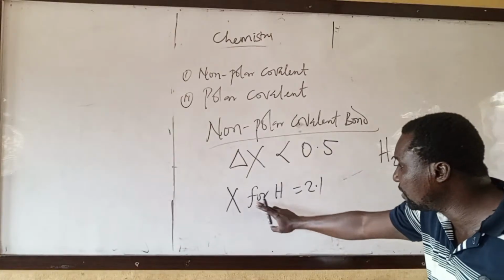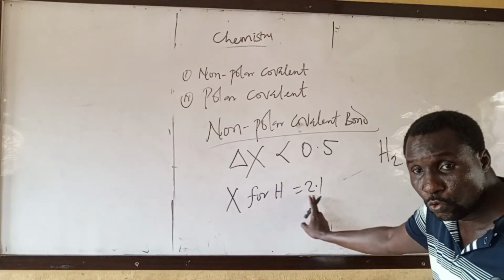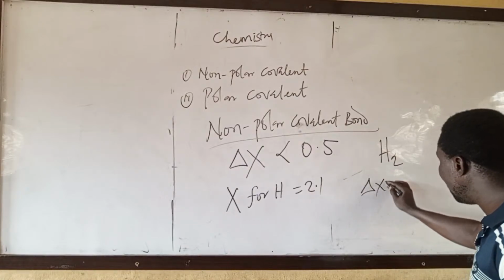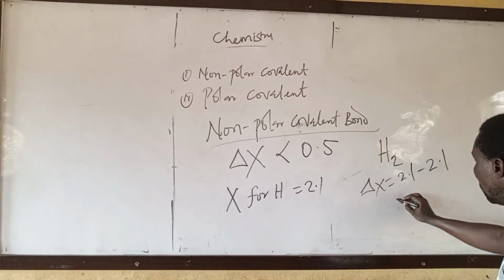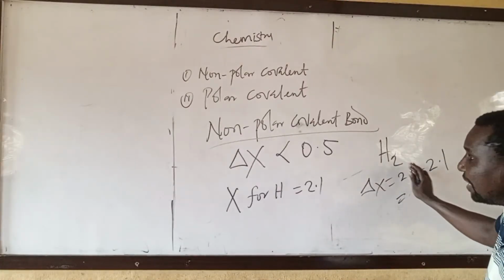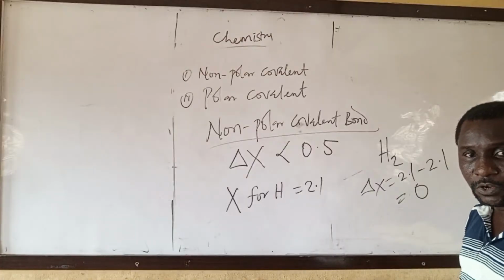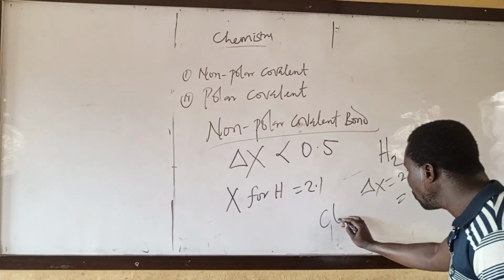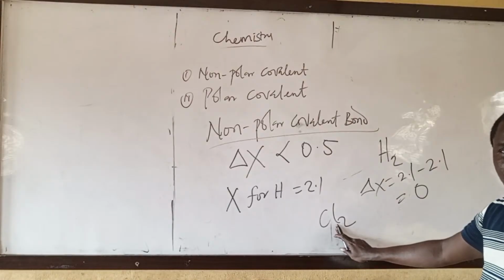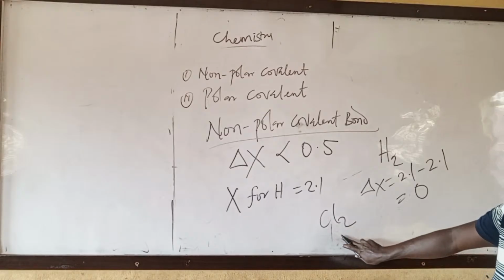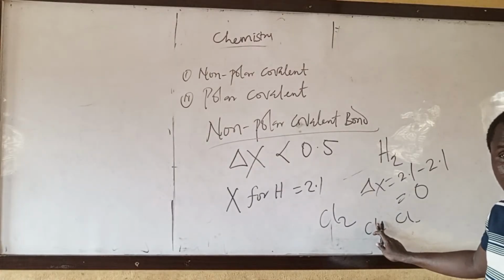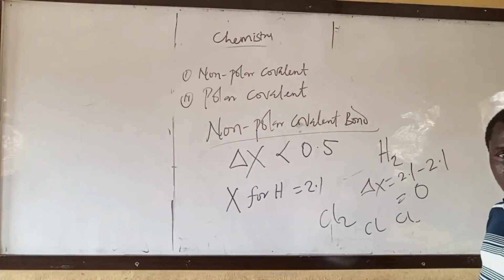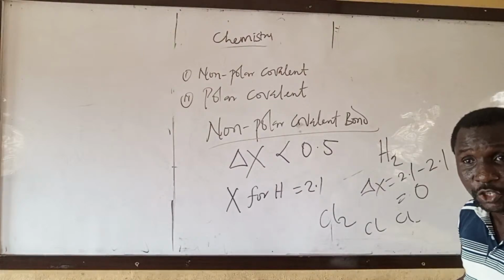What is the electronegativity value for hydrogen? 2.1. Therefore, the electronegativity difference is the first hydrogen minus the second hydrogen. What do we have? 0. You understand? It is non-polar. In this molecule, will the covalent bond be polar or non-polar? Since they are identical atoms, it is non-polar.